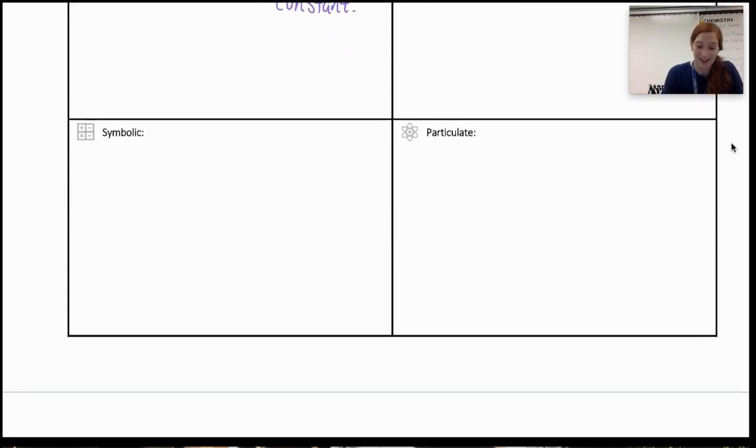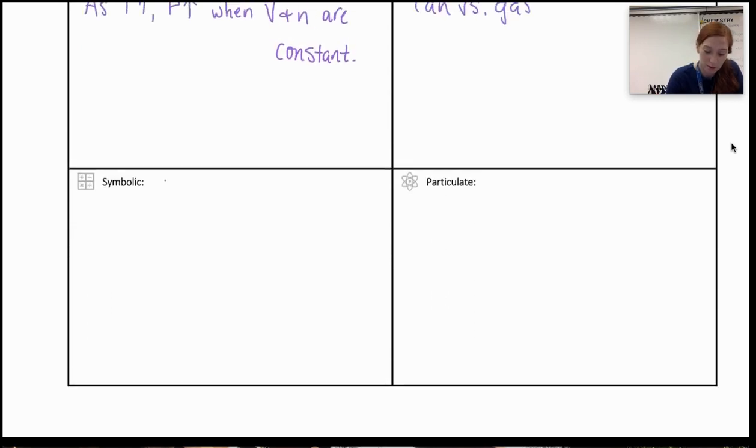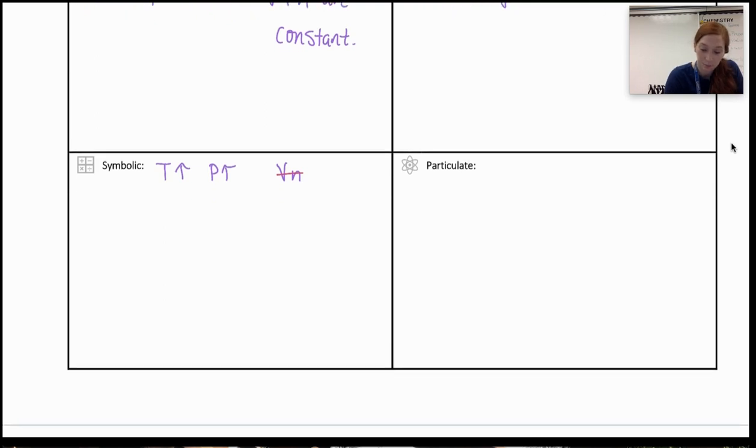Symbolic relationship for this. Again, we're going to look at a graph. Temperature increases, pressure increases, volume and amount of gas are going to stay constant. So here, I'm going to draw my axes. We've got temperature, and this was in degrees Celsius. Pressure is here. This is what our graph looked like. It did not pass through the origin.